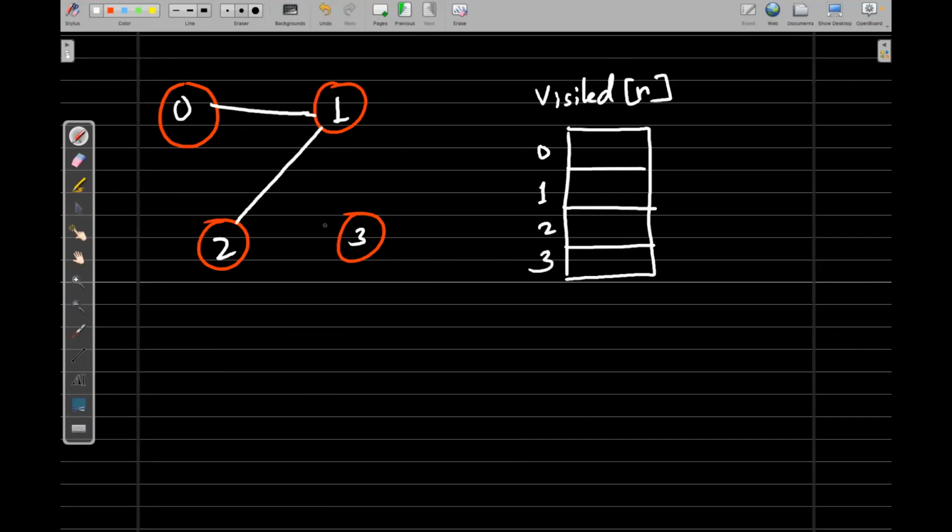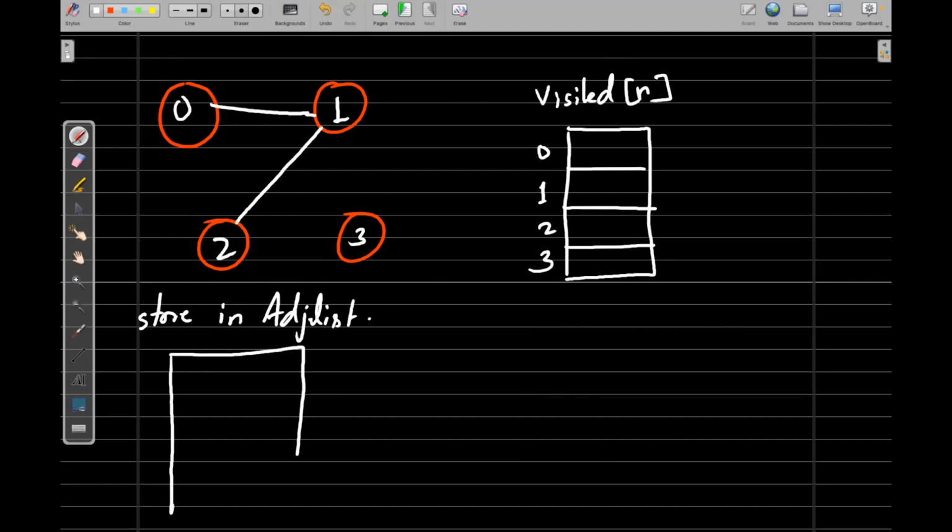Okay, and how do we store a graph? You can store it in either an adjacency list or an adjacency matrix. I am going to show the adjacency list. Okay, ADJ list. So how will it be shown? It will be shown like this.